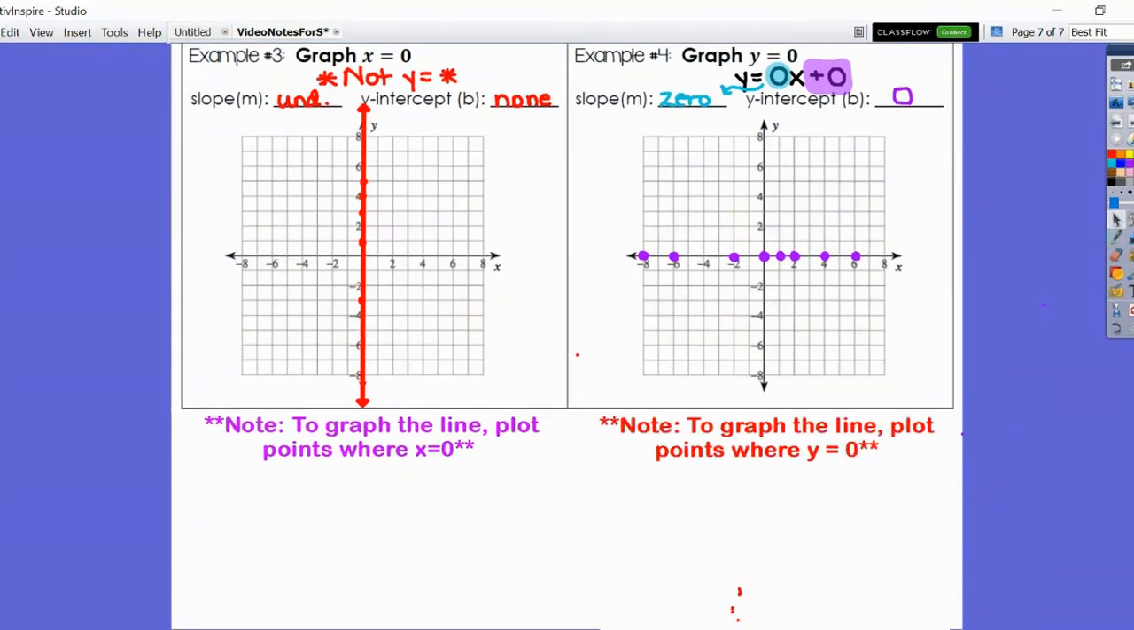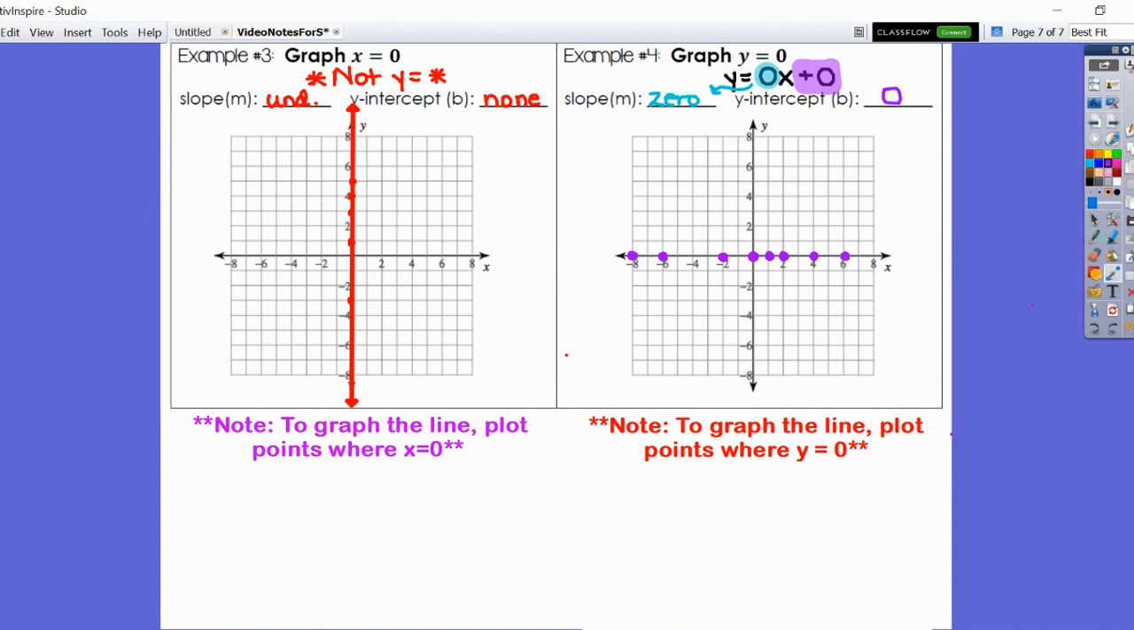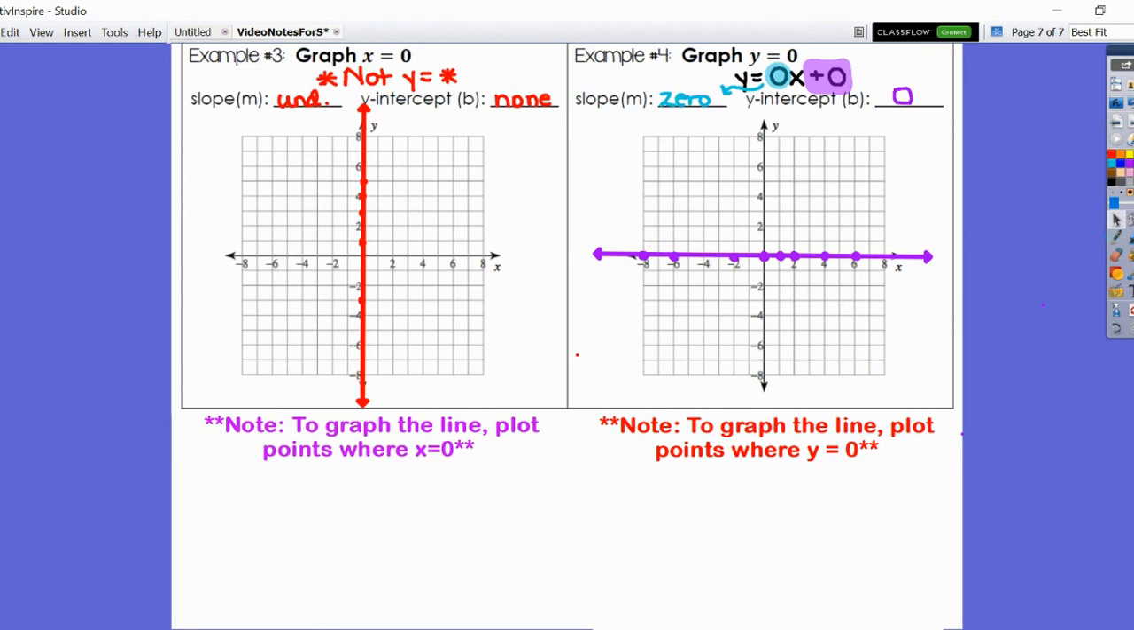To help you graph this one, I like to recall that I want to plot points where y equals 0. And all the points I plotted meet that criteria. I connect the points, making a straight line going across my whole graph, my whole coordinate plane, to have my final horizontal line answer.